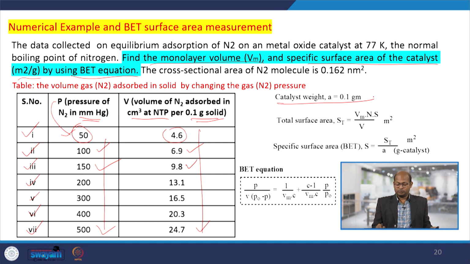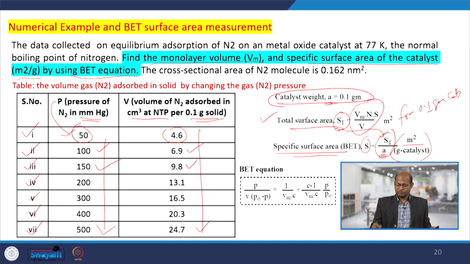Here the catalyst taken was 0.1 gram. The total surface area we can find out: St equals Vm n S by V, and the specific surface area, expressed as S, equals St by A. St is the total surface area; if we divide the total surface area by the amount of the catalyst, A, then we get meter square per gram of the catalyst. So this is for 0.1 gram of catalyst. So total surface area we will get, and then the specific surface area per unit mass we can find this way.